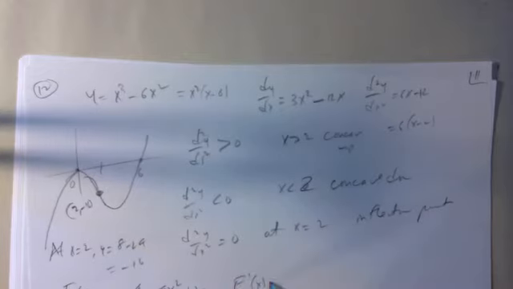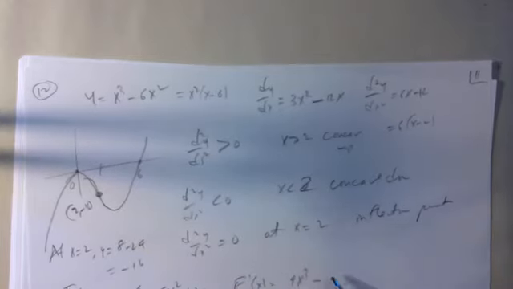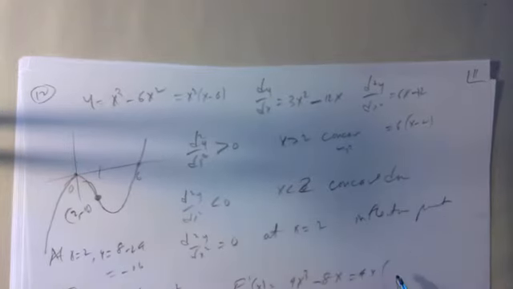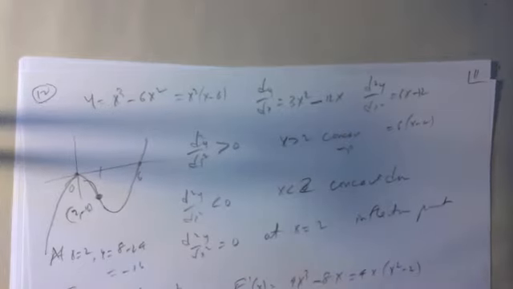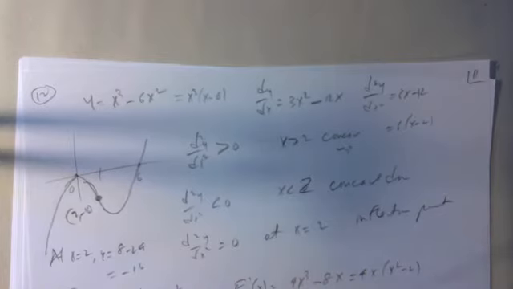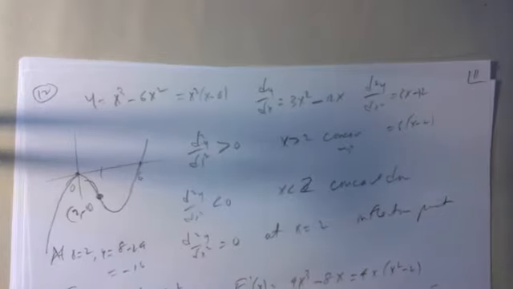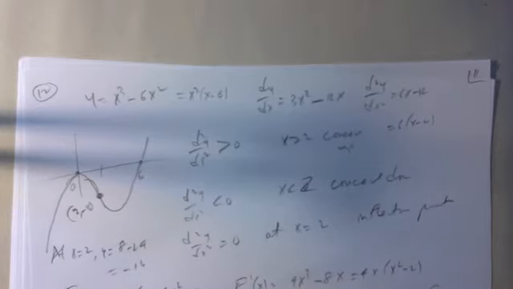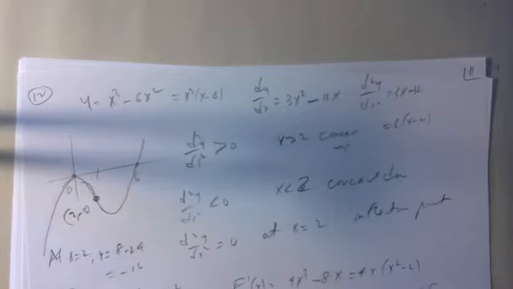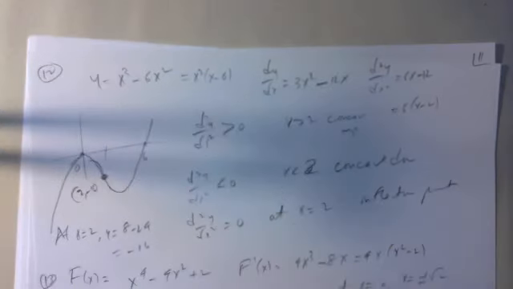Well, f prime of x is 4x cubed minus 8x, which is 4x times x squared minus 2. This equals 0 at x equals 0 and x equals plus or minus square root of 2. The second derivative is 12x squared minus 8. So when x is equal to 0, you get minus 8, negative, so you have a relative maximum.